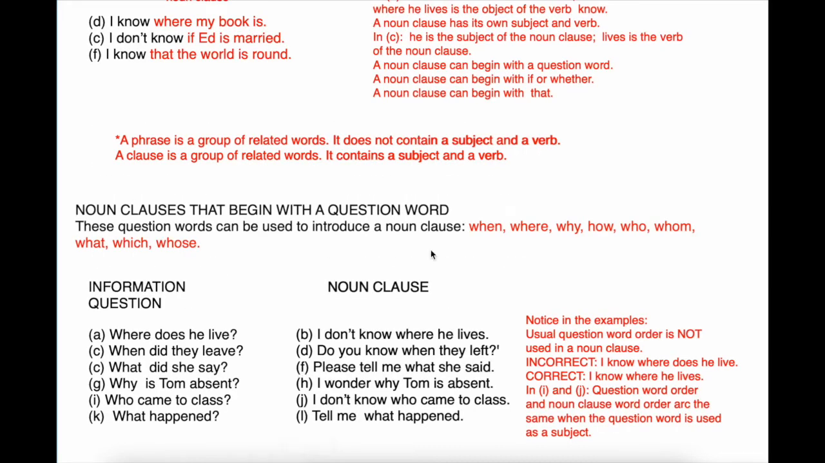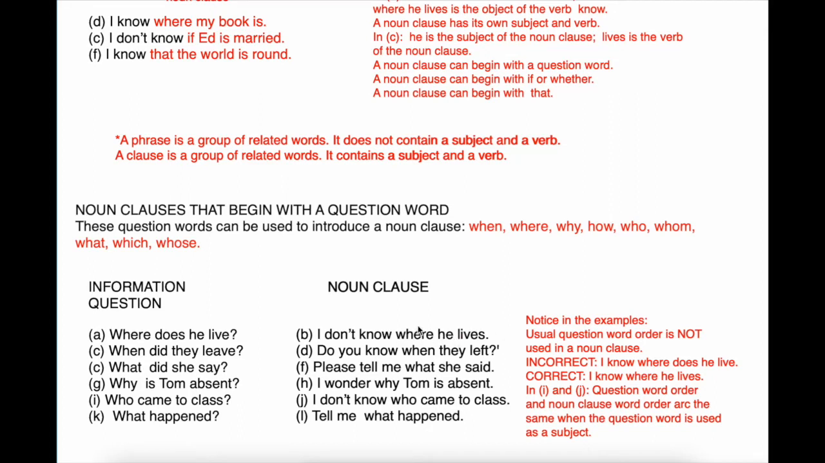Now, these words can be used to introduce a noun clause. Those are when, where, why, how, who, whom, what, which, whose. Now, these are the information questions. Where does he live? But in a noun clause, I can use: I don't know where he lives. This is the question, but this part should be in positive form.